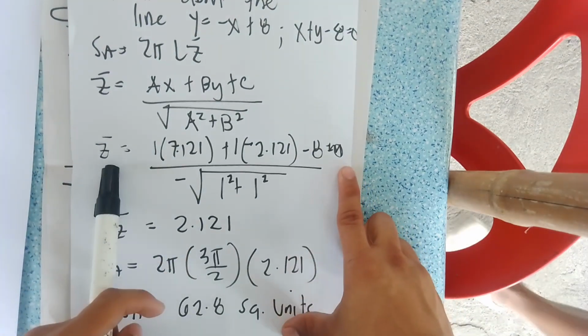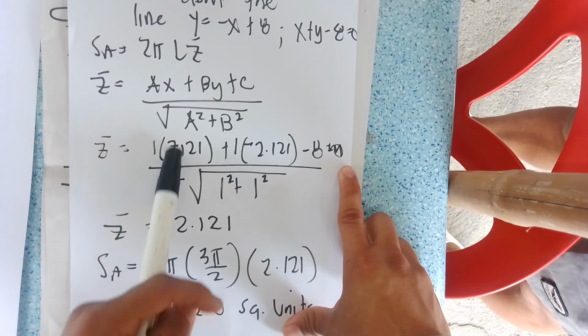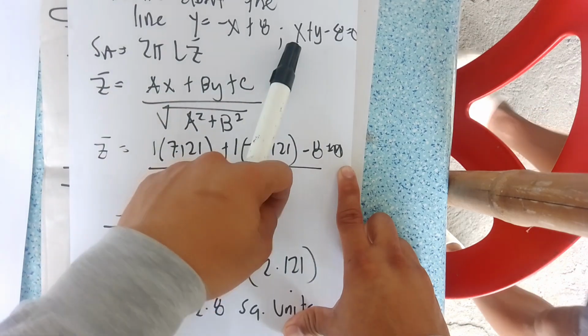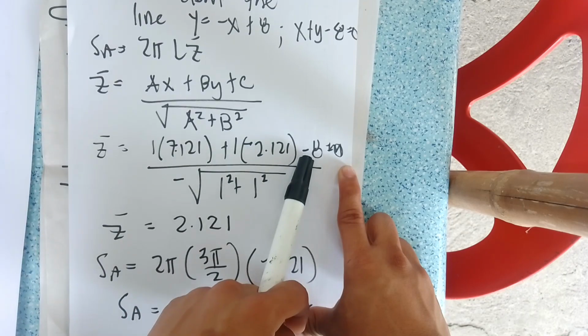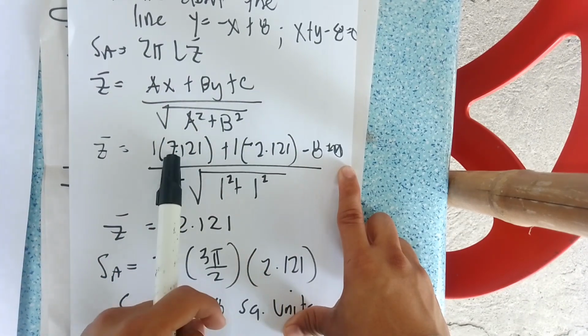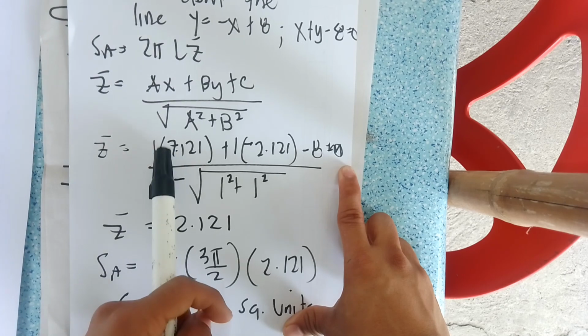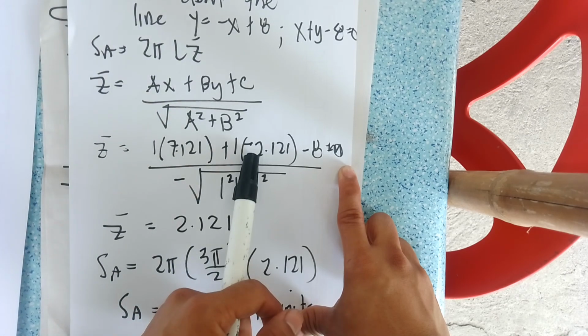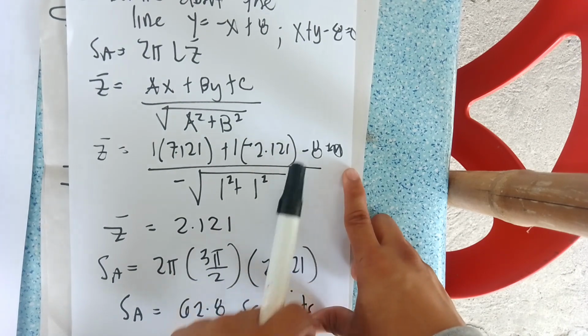And simply input. So our z bar is, our a here is 1. Coefficient of x is 1. The coefficient of y is 1. And our constant here is negative 8. And the x and y should be the centroid. Just copy the sign, the original sign. So we have 7.121 for x, negative 2.121 for y, and our c here is negative 8.